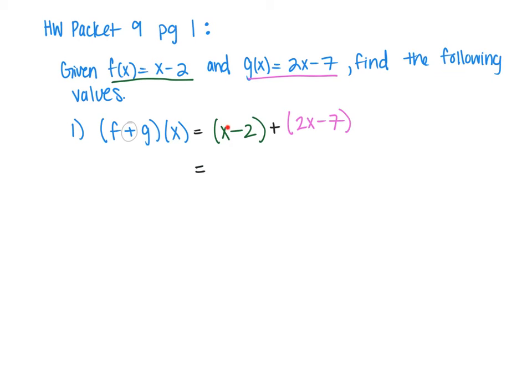So if I take this x and add it with this x, since they're both x to the 1st power, this x has a 1 in front, and that's a 2, so this is going to be 3x. And then negative 2 plus negative 7 gives me negative 9. And so looking at this here, I can't simplify any further, so this is my final answer.